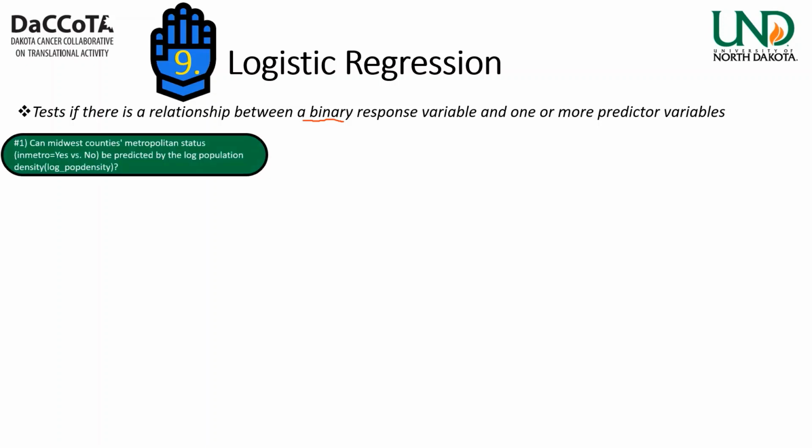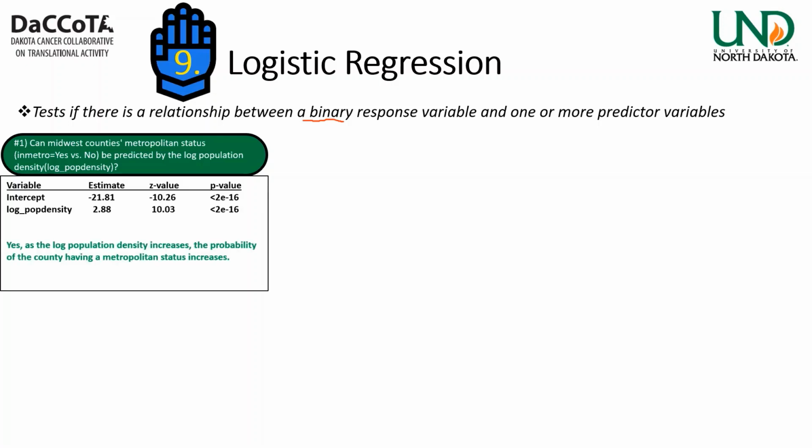So let's ask the question first. Can Midwest County's metropolitan status, so either yes or no, be predicted by the log population density? So we'll spit these out. Now, instead of an F value or T value, we have another test statistic called a Z value, but giving us the same sort of thing. This is significant, so population density significantly predicts it.